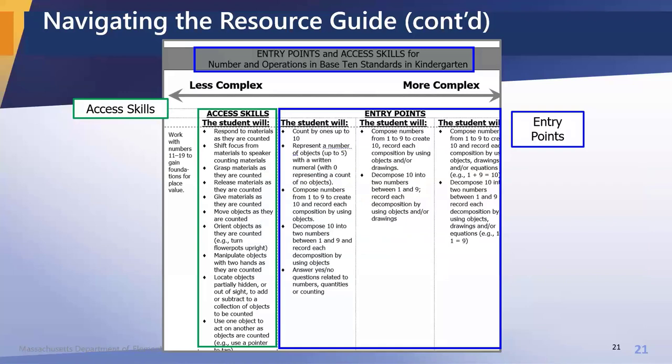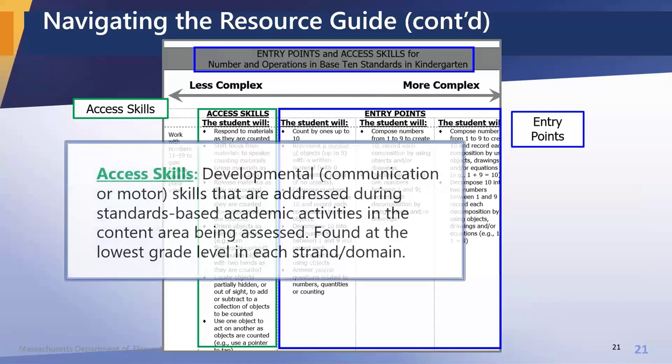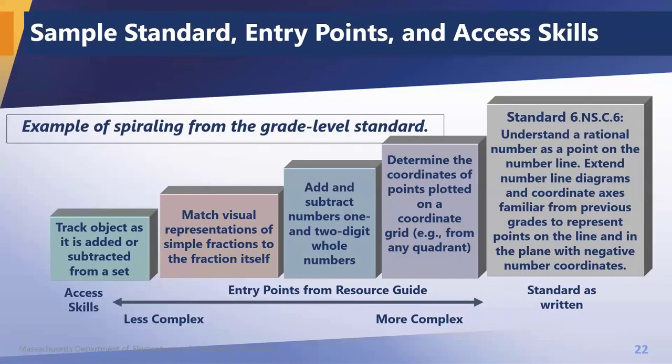Then we have these access skills. So access skills, you'll see those are a little bit different if you can read them. I know it's very small. But access skills are students who are working on developmental skills. Those are communication or motor skills. These are still addressed during a standards-based academic activity, and they have to still be in the content area that your student is being assessed. These are always found at the lowest grade level in each strand or domain. So we're going to take a look at that a little more carefully.